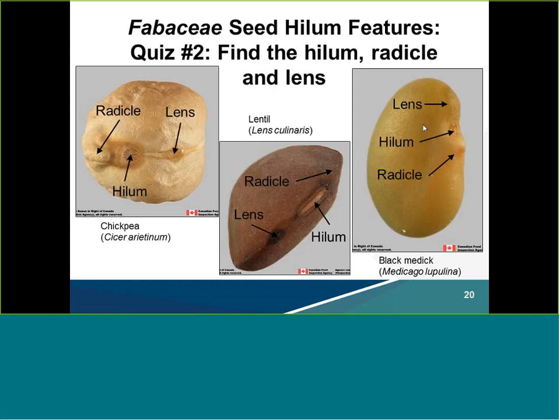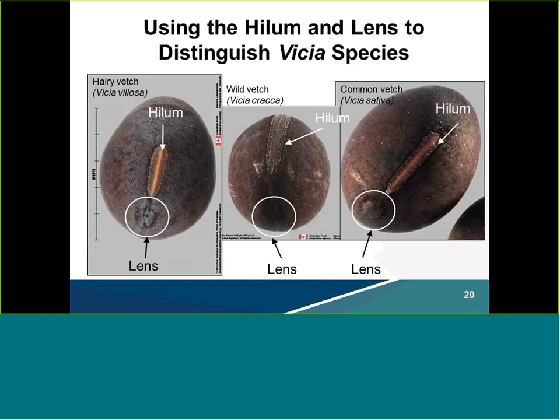Good. So let's take a look at the hilum, and specifically the hilum and the lens, and see if the distance from the hilum can help us to identify selected species. So here we have the vetch that can be used as forage, and there's a couple of them that are weeds. And these vetches, there are 3 species that are quite similar looking. We've got, on the left, hairy vetch. And on the right, we have common vetch, which are commodities.